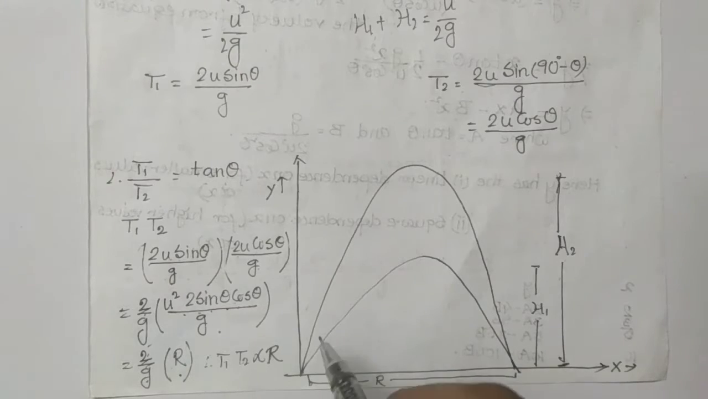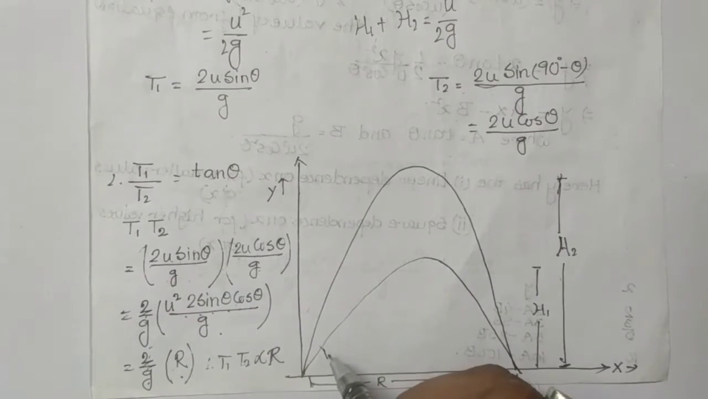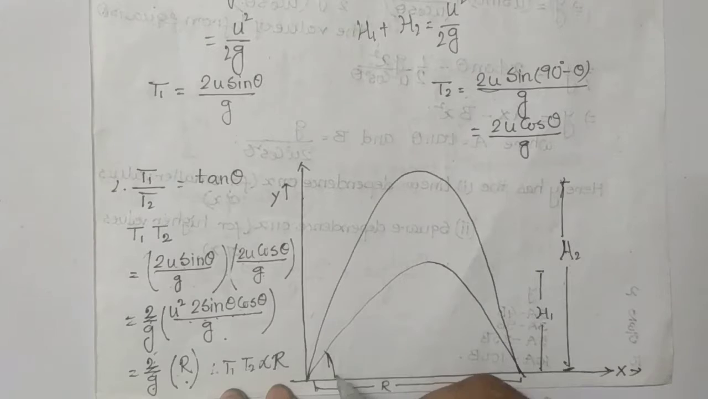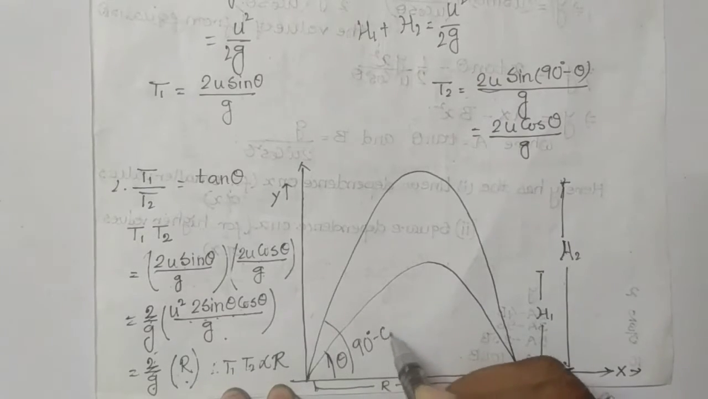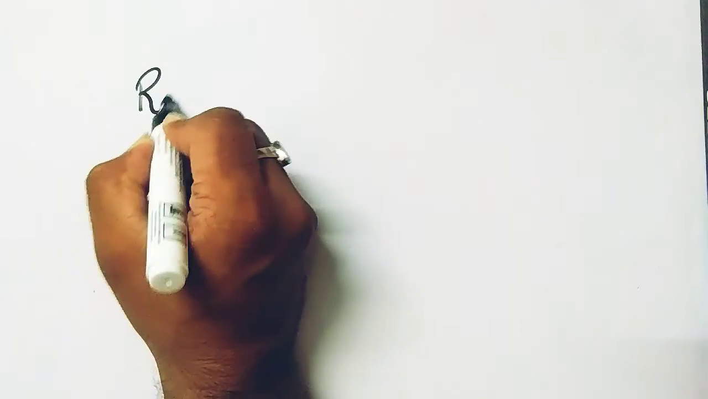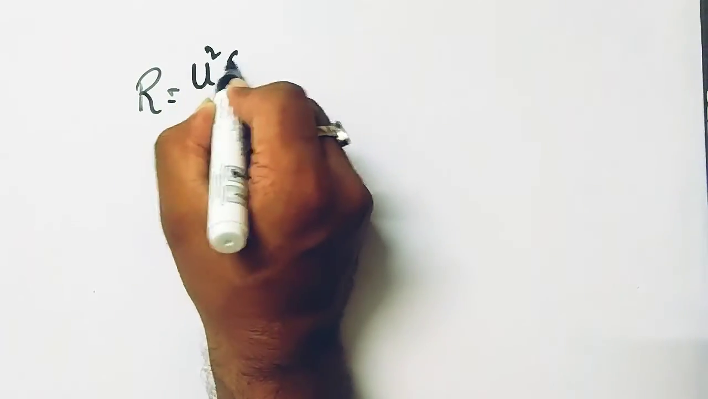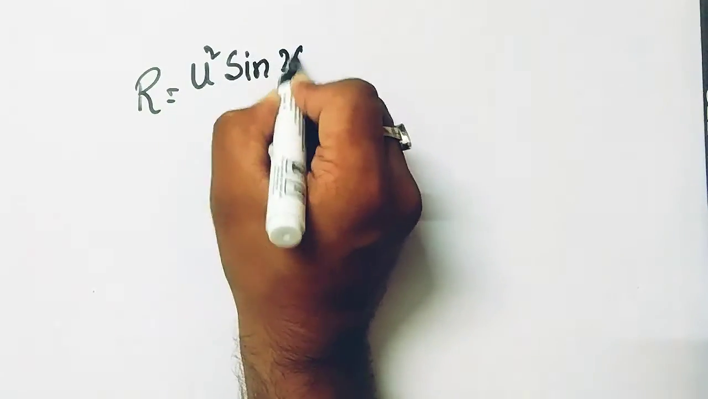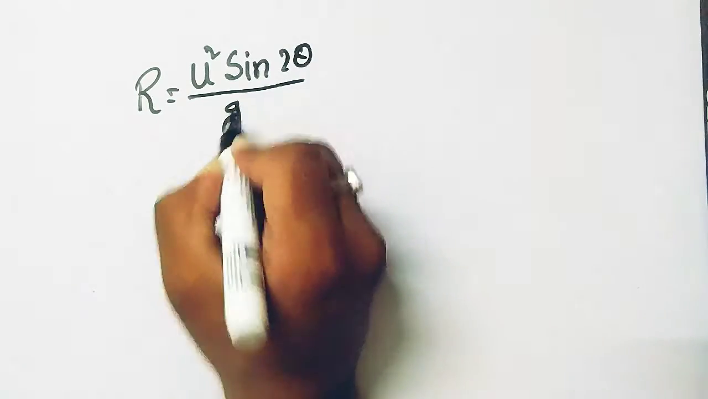So if the particles are thrown at complementary angles, then the product of the total time of flights in the two different cases, if I say this is for theta and this is for 90 degree minus theta, is proportional to the range. The equation of range is r equal to u square sine 2 theta divided by g.